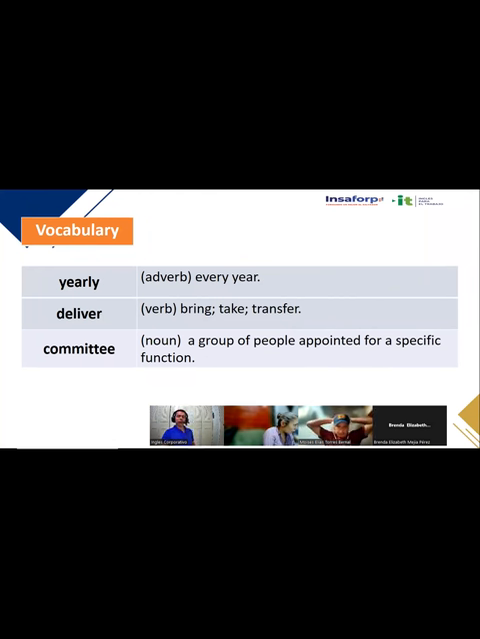Okay. We're going to discuss some vocabulary for today's class, right? We have this yearly. Yearly is every year. For example, we have autocuido, one party every year, right? You plan this yearly. Deliver is to bring, to take, to transfer something. You can deliver product, you can deliver documents, etc. Committee. The committee is a group of people appointed for a specific function. For example, in my work, we have an emergency committee. For any emergency we have, the committee works. And then they say, we have to do this, that, etc. Okay, this is the information.